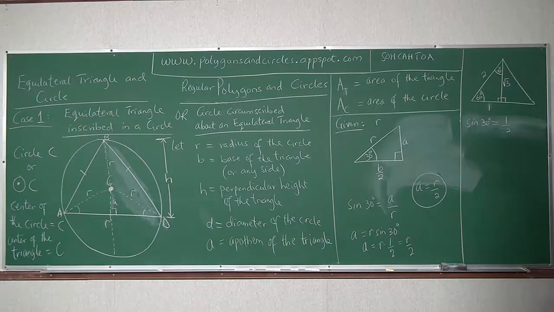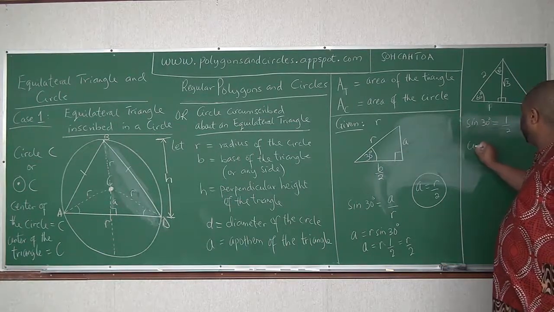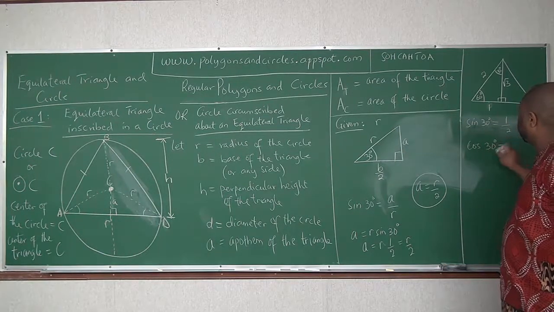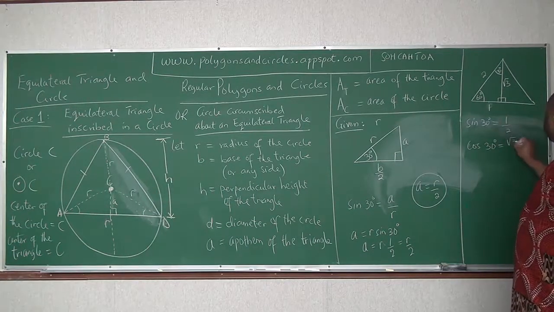Okay, now what about the base? We have cos 30. Cos 30 degrees is adjacent over hypotenuse, root 3 over 2.